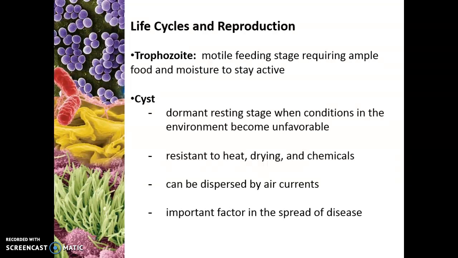They are dry, and so they can be dispersed by air currents relatively easily. And so therefore it's an important factor in the spread of disease, because once the cyst gets into a place where there's moisture and nutrients, it can basically transform back into the trophozoid stage, and then cause disease or further replication of that organism. So those are the 2 main words on this slide. Those you will need to know and be able to differentiate for the exam.